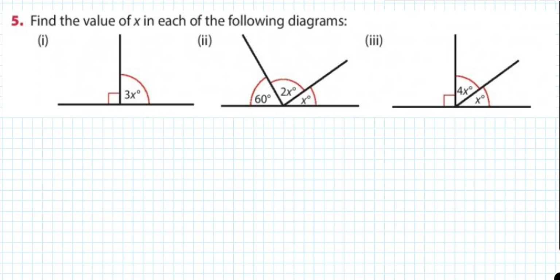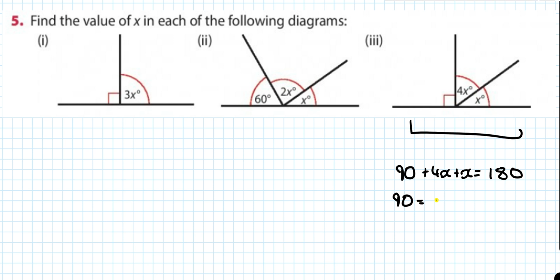And this is a little bit more difficult, I suppose, because it asks us to find x on its own, find the value of x. So if I'm looking at this one, I know that it should add up to 180 degrees. So I know that 90 degrees plus 4x plus x should equal 180 degrees. That's 90 degrees plus 5x is equal to 180 degrees.